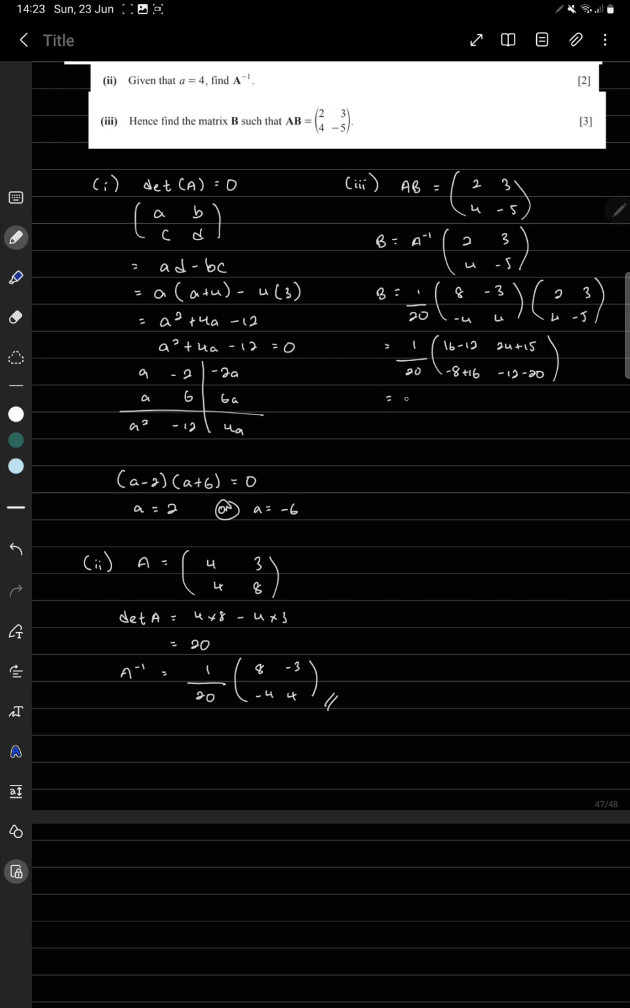Now let's simplify everything here. So we have 1 over 20 times, which gives 4, 24 plus 15 is 39, then we have 8 and negative 32. And that is your final answer. So B is equal to this.